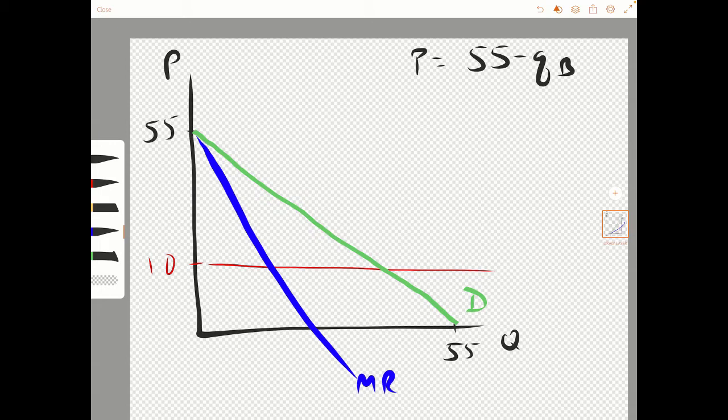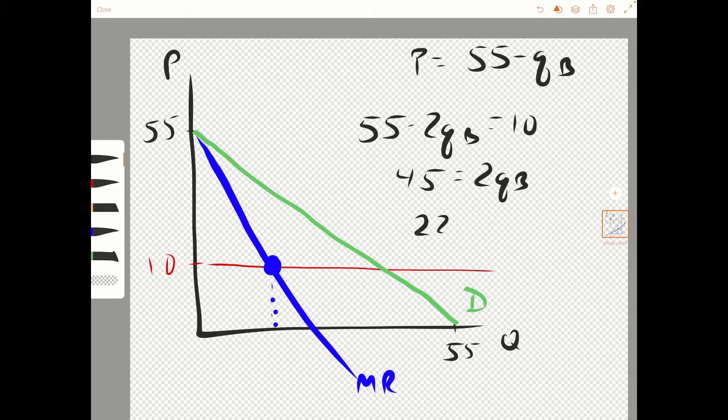So what we need to do now is, with some degree of specificity, find out what is this quantity that Boeing is going to try to produce. So all we do is set the marginal revenue of Boeing equal to the marginal cost. So that's 55 minus 2QB. Set that equal to 10. That means 45 is equal to 2QB, which means that QB is equal to 22.5. So there's the output that Boeing responds with if Airbus assumes it's the monopolist and produces 45.